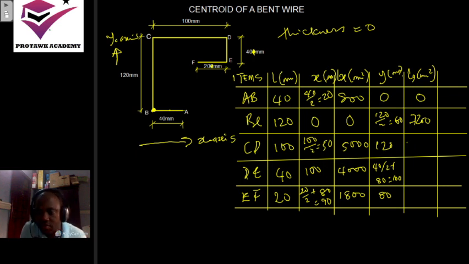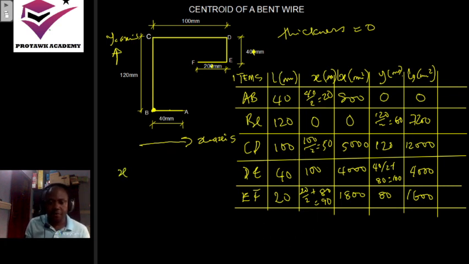So I have 12,000. Then the next one is 100 by 40, which is 4,000. Then we have 80 by 20, which is 1,600. So the next thing we need to do is sum, because x bar is equal to summation of lx over summation of l.